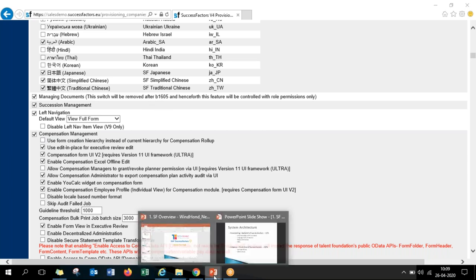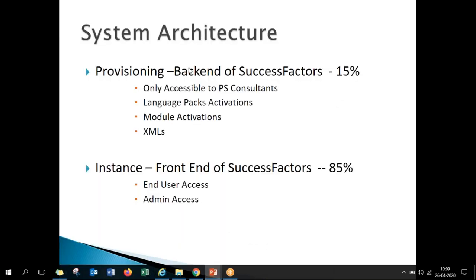So a maximum of 15% of our project activities will be under provisioning, and the rest, 85%, will be under the instance. So in more detail, what we do and where we do it, we'll discuss in our coming regular sessions, guys.